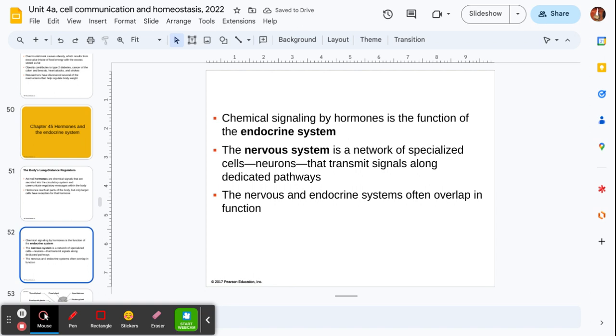Chemical signaling by the hormones is the function of what we call the endocrine system. So you may have at one point or not encountered somebody called an endocrinologist. An endocrinologist is a person whose specialty is hormones. Many endocrinologists specialize in looking at basically diabetes, because diabetes is such an epidemic.